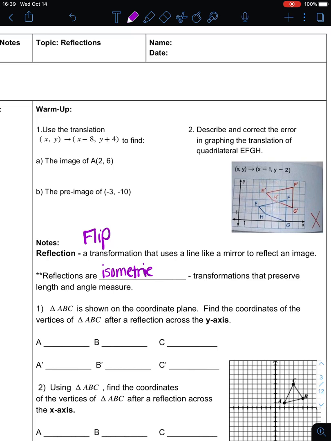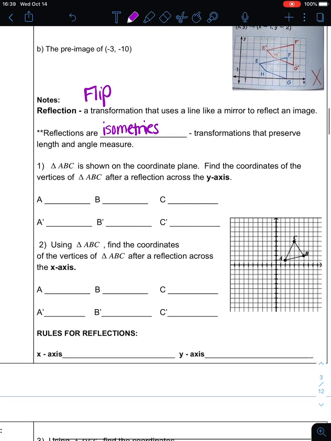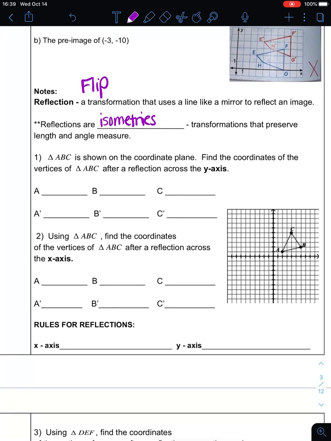Remember that an isometry is a transformation that preserves length and angle measure. It does not change size or shape. It maintains its size. So translations are isometries and reflections are isometries. Let's start by looking at what this looks like on a graph, and then you'll see that there's a pattern and you can form a rule from this.